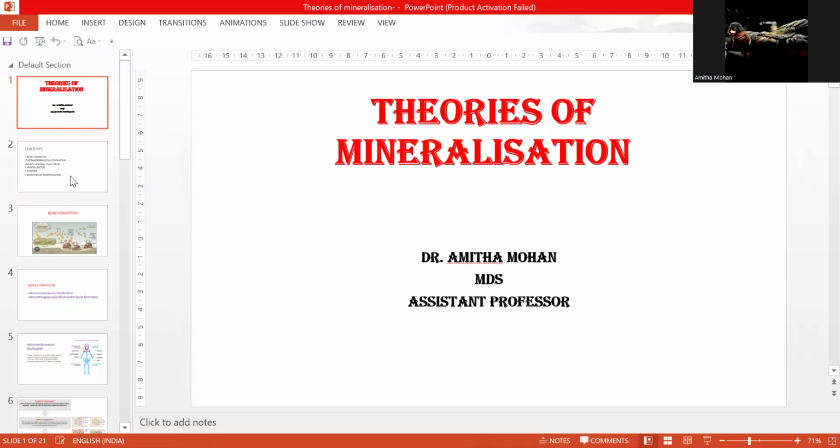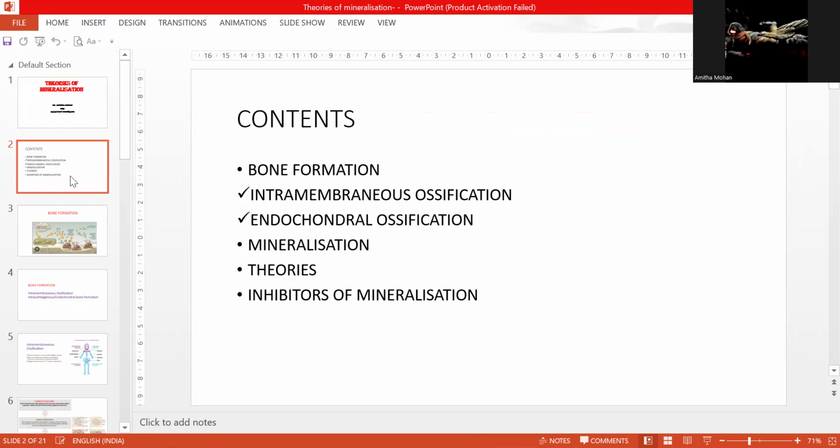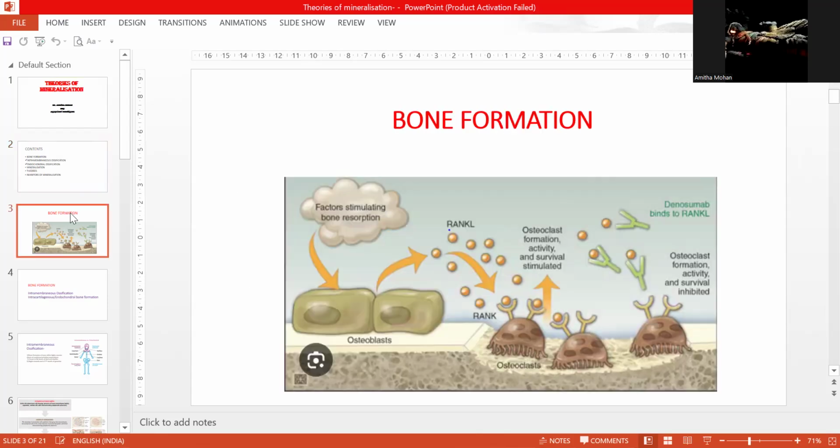So, before we go on to the theories of mineralization, let us look at what all comes under the contents. You have to know about the different modes of bone formation, intramembranous ossification, endochondral ossification, then about the mineralization and the theories associated with the mineralization. Then we'll come to the inhibitors of mineralization.